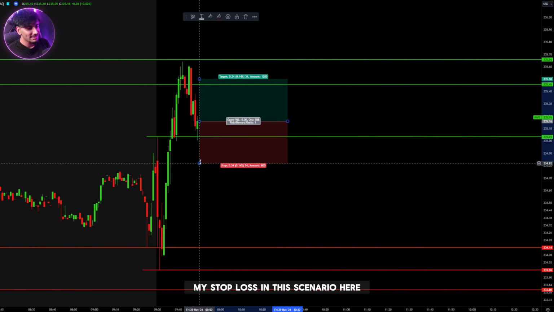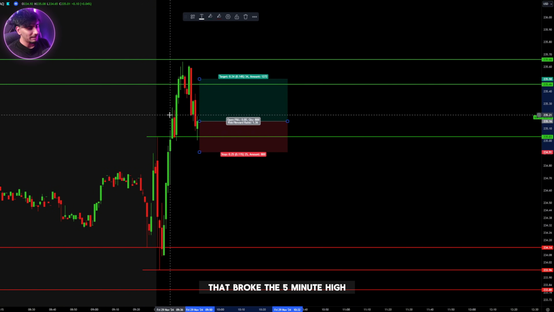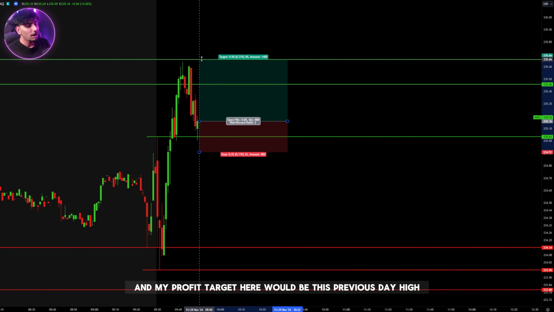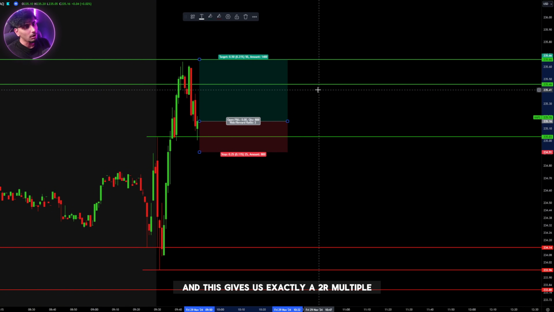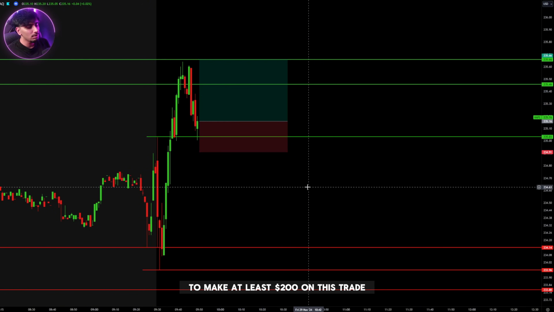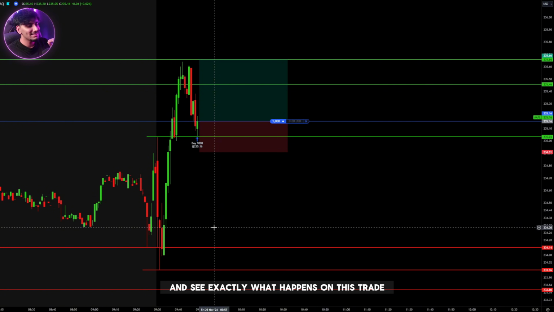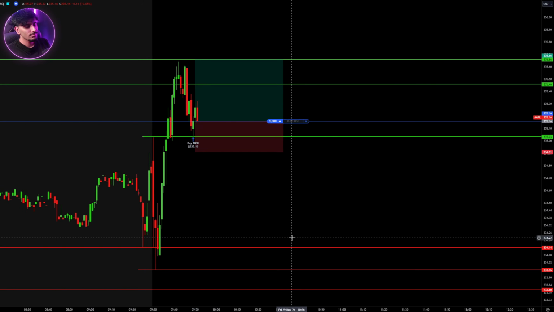My stop loss in this scenario here would simply be the body of this previous candle that broke the 5-minute high, and my profit target here would be this previous day high, and this gives us exactly a 2R multiple, meaning I would be risking $100 on this trade to make at least $200 on this trade. Let's enter into a buy position here and see exactly what happens on this trade.